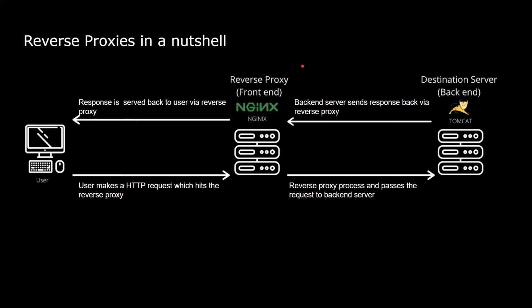So what happens is, when a client makes an HTTP request to a server, which he thinks actually is the destination or the backend server, the request first hits the front-end server, which is also called a reverse proxy.